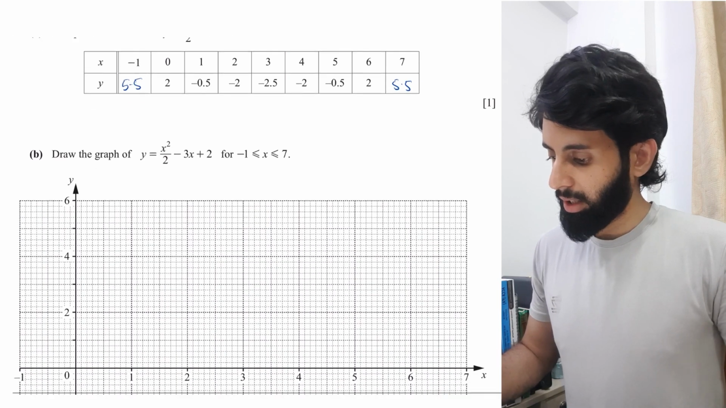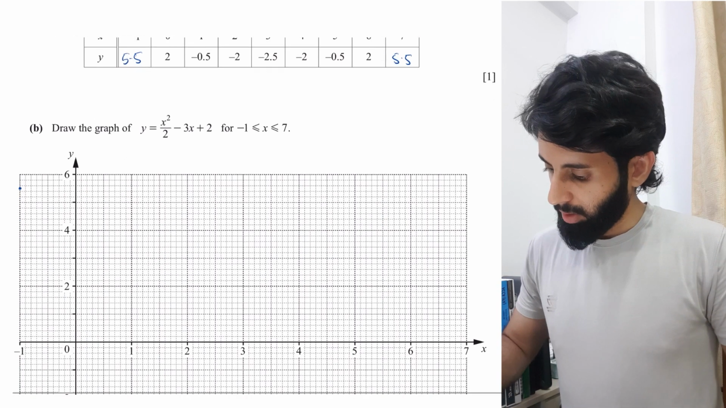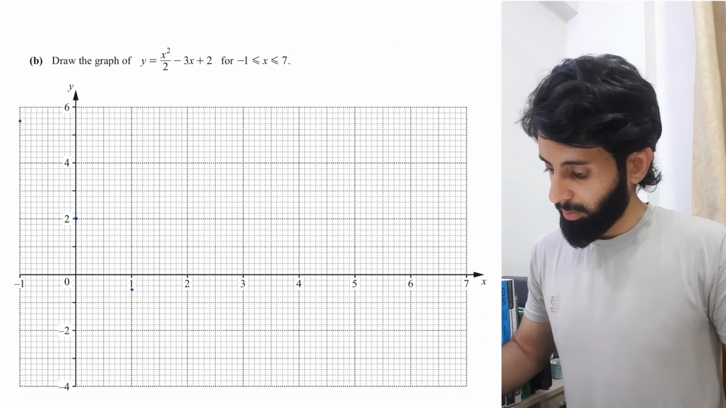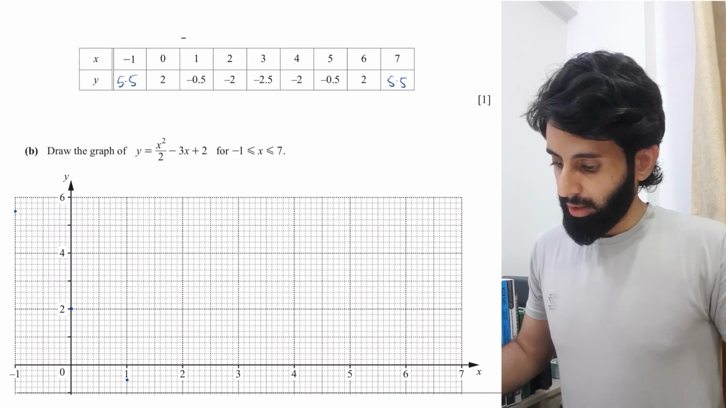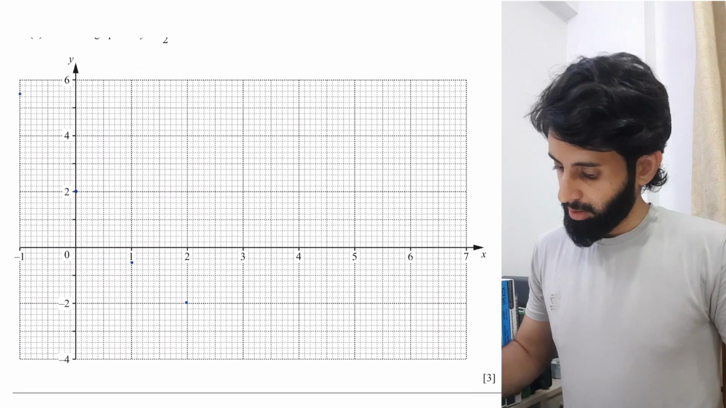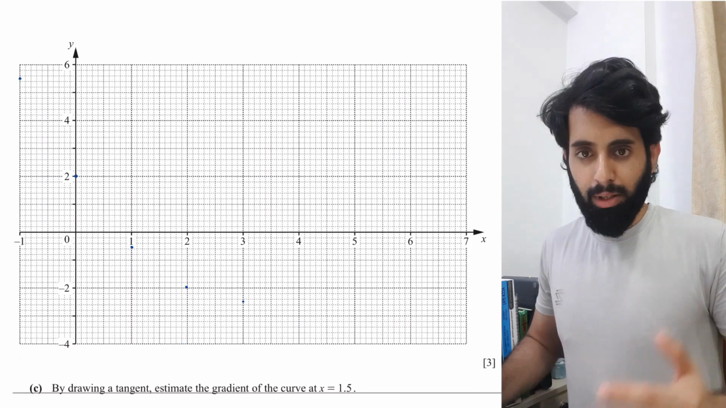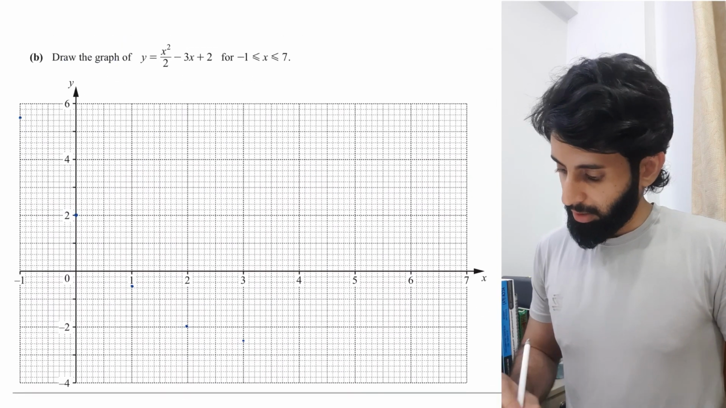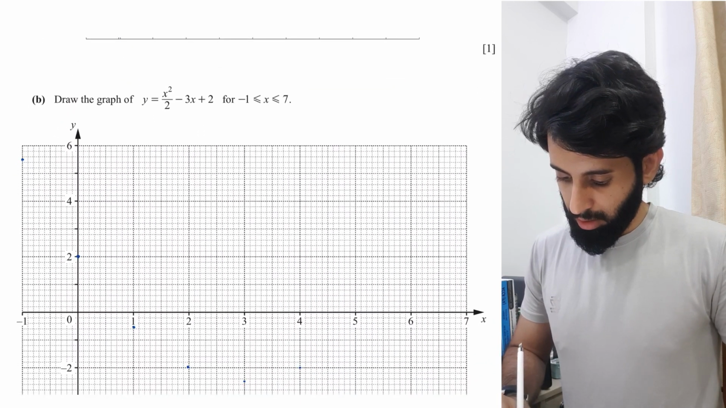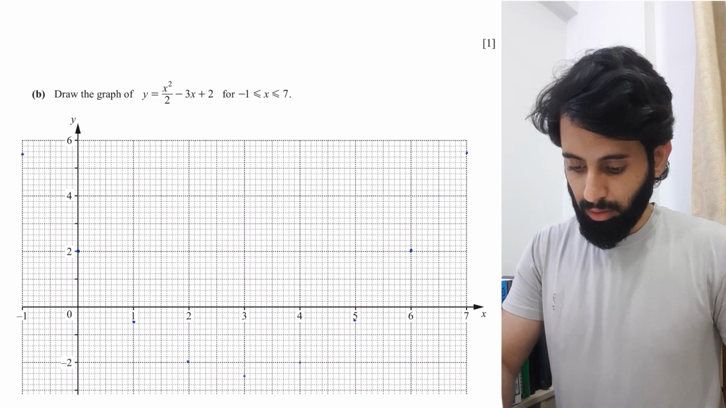So let's do that. At -1 you have 5.5, so let's mark that. At 0 you have 2, there you go. At 1 you have -0.5, so that's going to be between 0 and -1. And then at 2 you have -2, sorry about that. And then at 3 you have -2.5, so between -2 and -3. And then at 4 you have -2, so that shouldn't be too hard. And then at 5 you have -0.5, which is again between 0 and -1. And then at 6 you have 2, and at 7 finally you have 5.5.